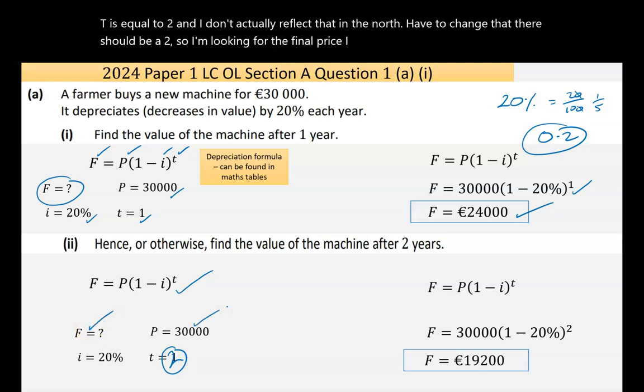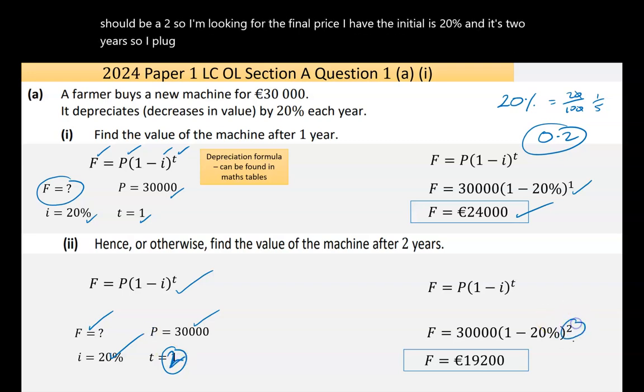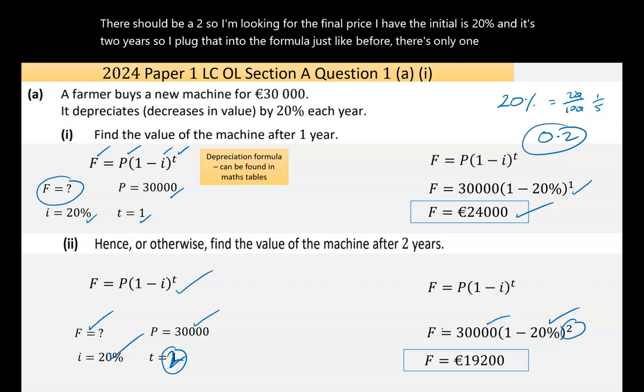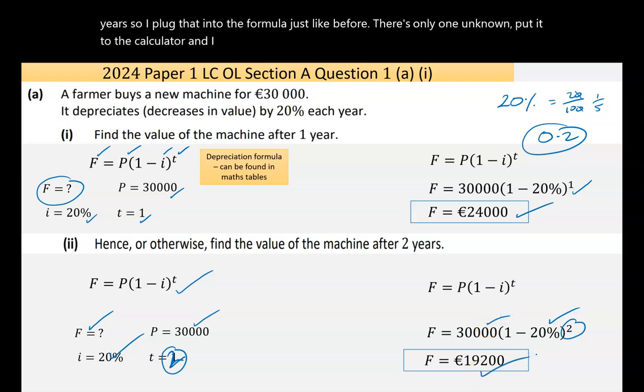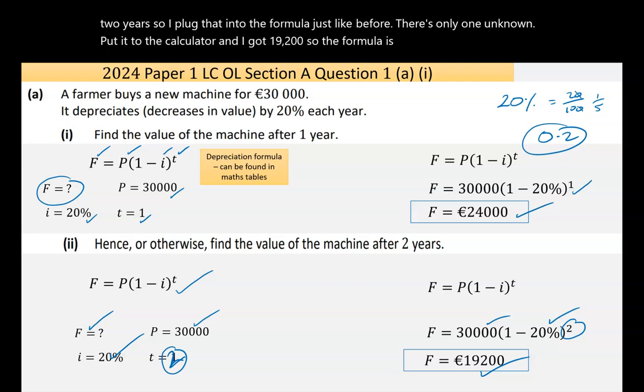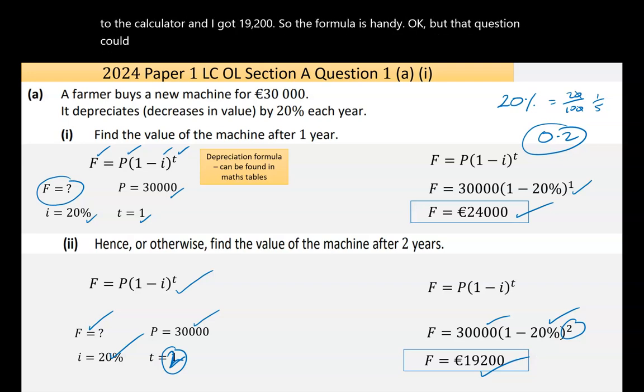I have the rate is 20% and it's 2 years. So I plug that into the formula just like before. There's only one unknown, put it into the calculator, and I got 19,200. So the formula is handy, but that question could have been done in the more straightforward fashion. So that's question 1A, parts 1 and 2.